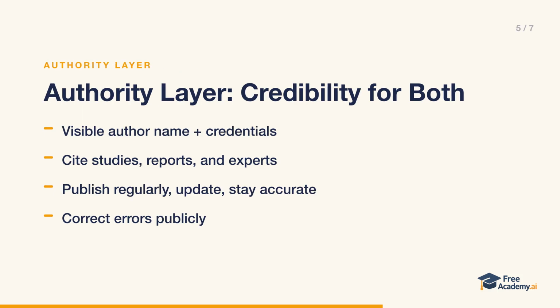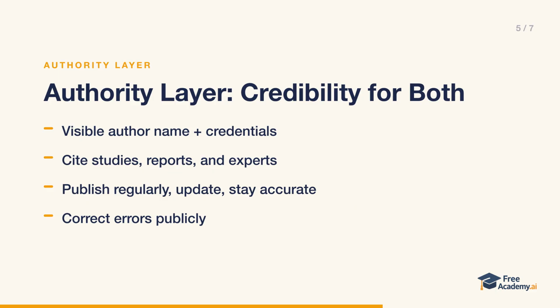The third layer is authority, and it feeds both channels too. Start with author authority. Display the author's name on all content, along with professional credentials like titles and certifications, relevant experience, and links to their other authoritative work. For example, a byline like Jane Smith, CRM consultant, 15+ years in CRM implementation, former Salesforce partner with an MBA from Northwestern Kellogg, tells both Google and AI systems this content comes from a real expert.